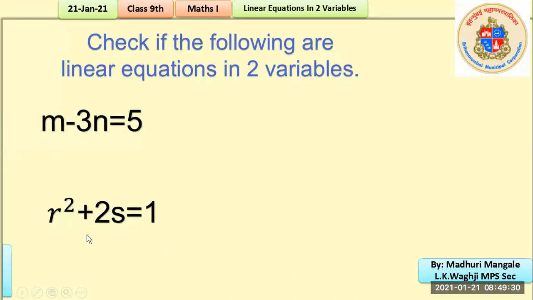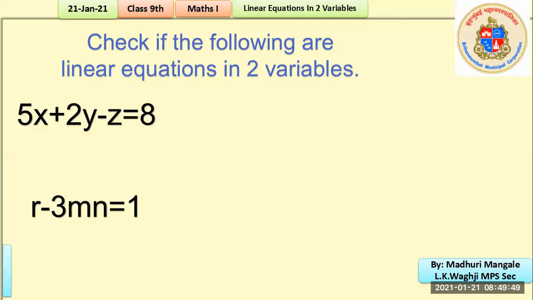But if you look at the second one, you see the degree here is 2. The degree is 2 and there are two variables, but since the degree is not 1, we say this is not a linear equation in two variables.